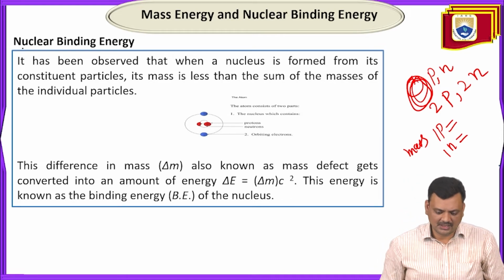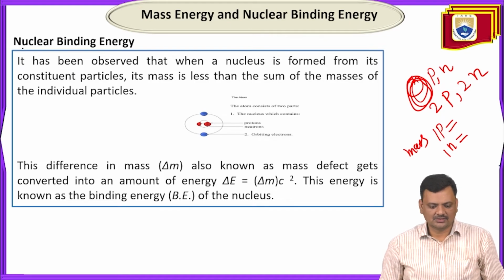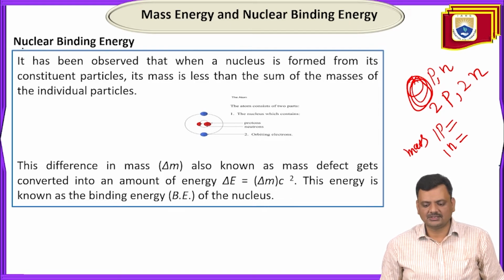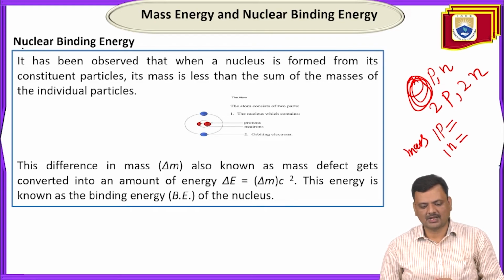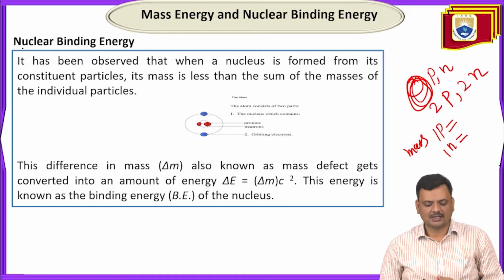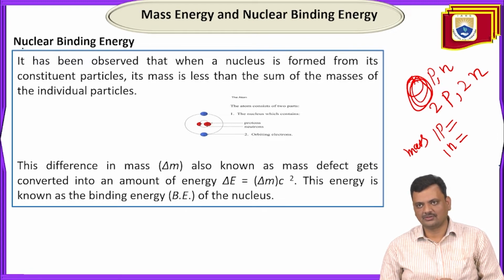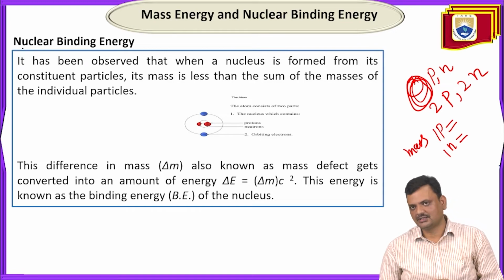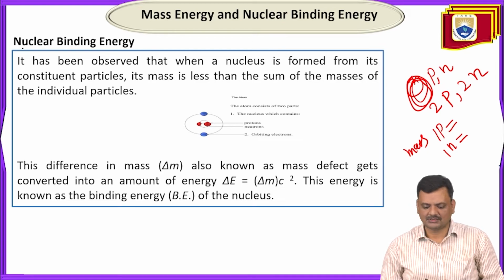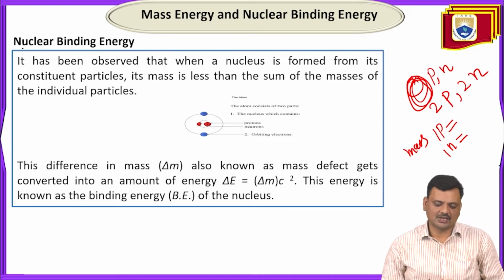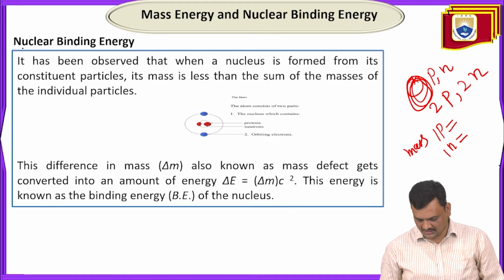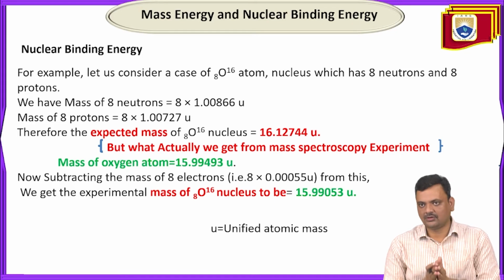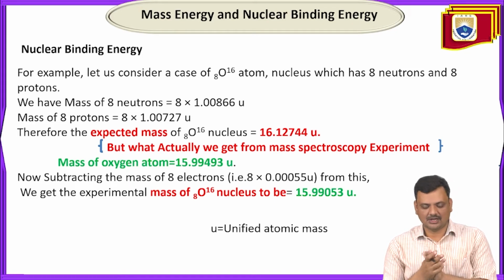So the same thing is written here. It has been observed that when a nucleus is formed from its constituent particles, its mass is less than the sum of the masses of the individual particles. The difference of mass, delta m, also known as mass defect, gets converted into an amount of energy with the help of Einstein's famous mass-energy equivalence relation. This energy is known as the binding energy of the nucleus. Now I am going to discuss nuclear binding energy in detail.